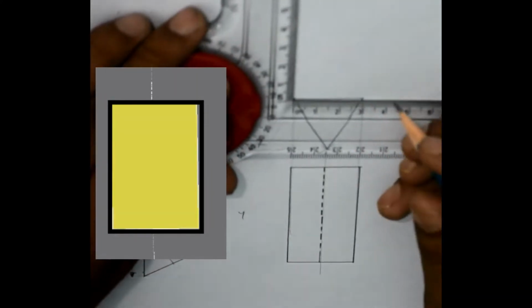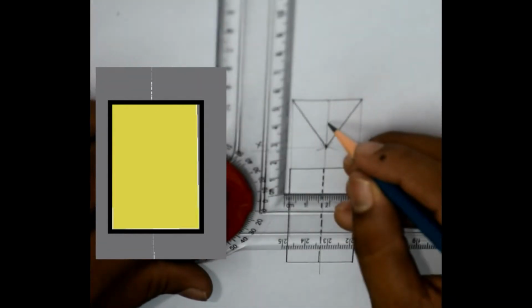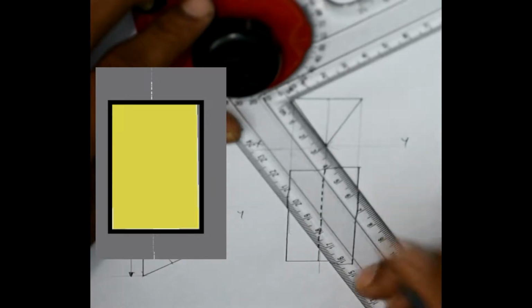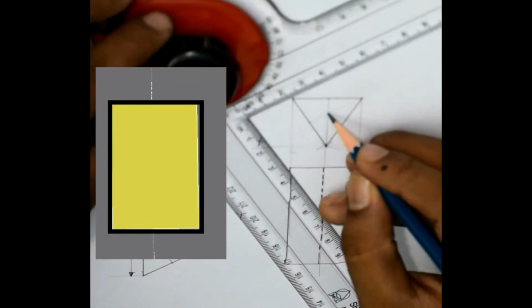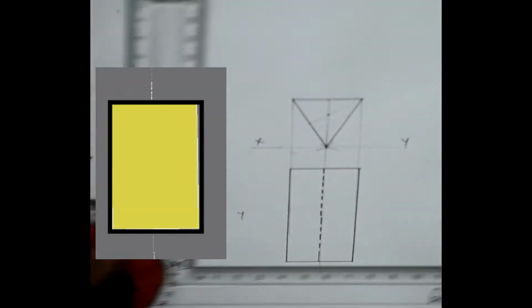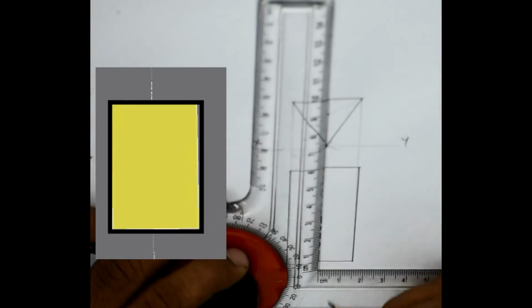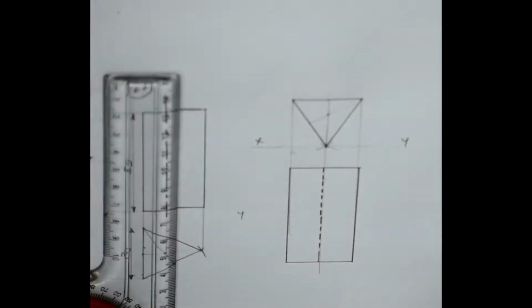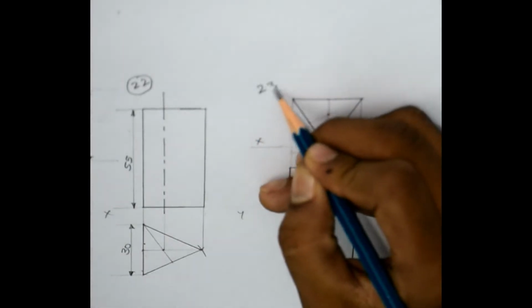For example, if this is 30, this would be 15, and after joining this point, and this is 30 and this is 15, we have to join this here. So this point will become the center point of this triangular prism, and we have to draw the axis line from this side. But as we have to show the edge, I am just showing the edge here, and I am not taking the axis line here. This completes our exercise number 23.